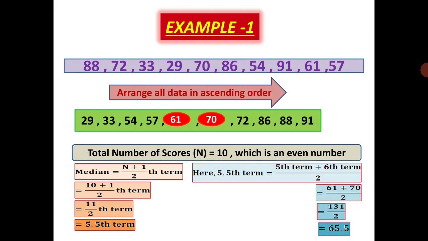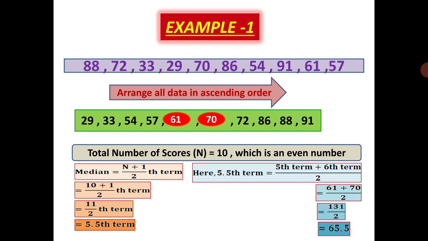Now see our first example: 88, 72, 33, 29, 70, 86, 54, 91, 61 and 57. First, we have to arrange the given scores in ascending order and we get 29, 33, 54, 57, 61, 70, 72, 86, 88 and 91.